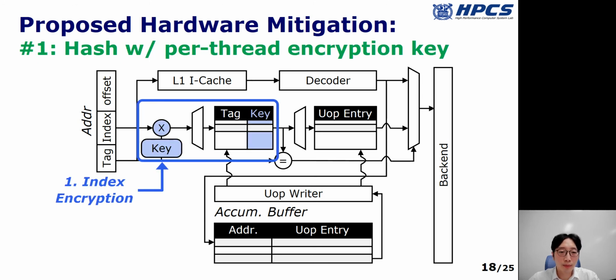First, to prevent the cross-SMT attack, we add a simple hash function with per thread encryption key in the set indexing logic. By doing so, the spy thread cannot identify the victim's set index mapping anymore. Therefore, we can successfully defend the cross-SMT attack.